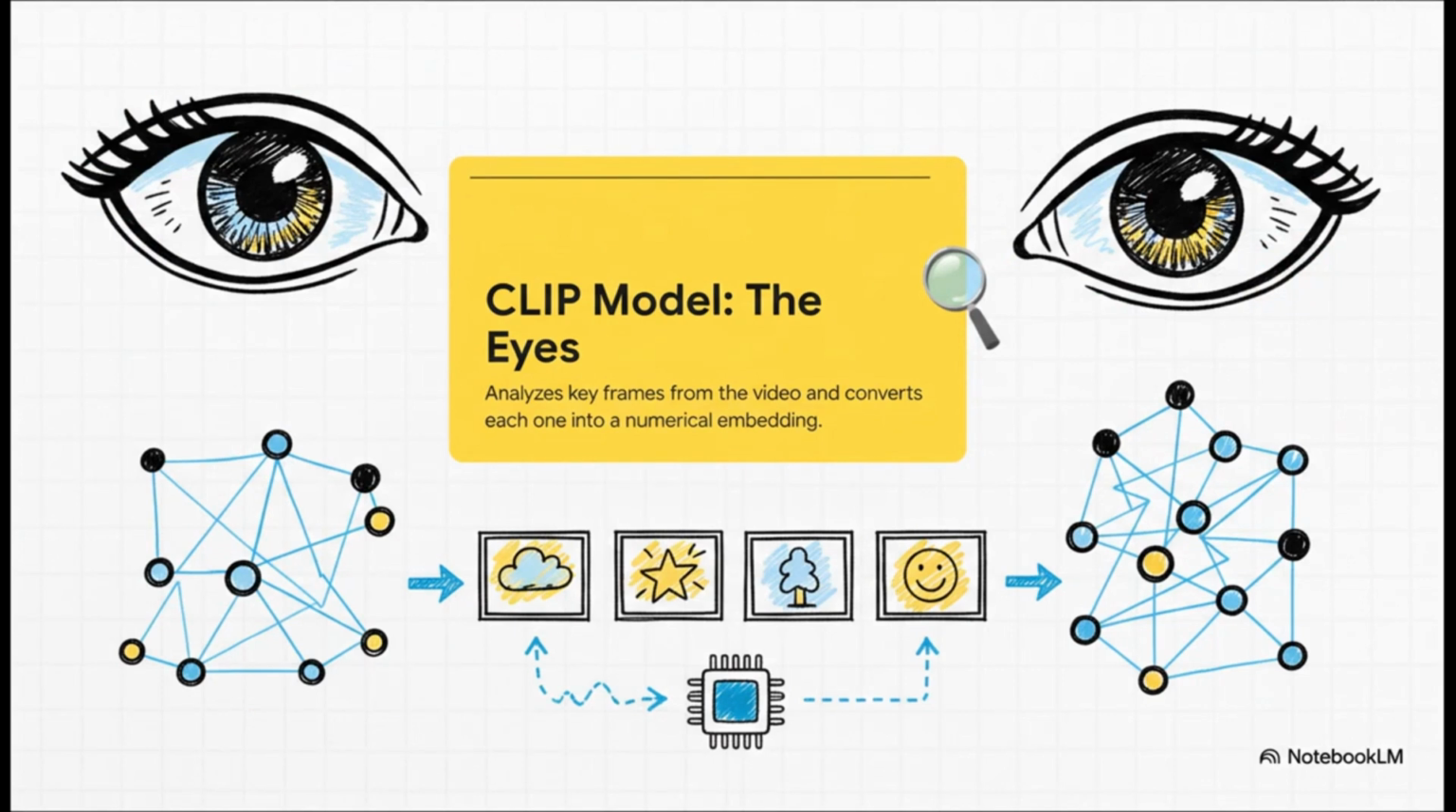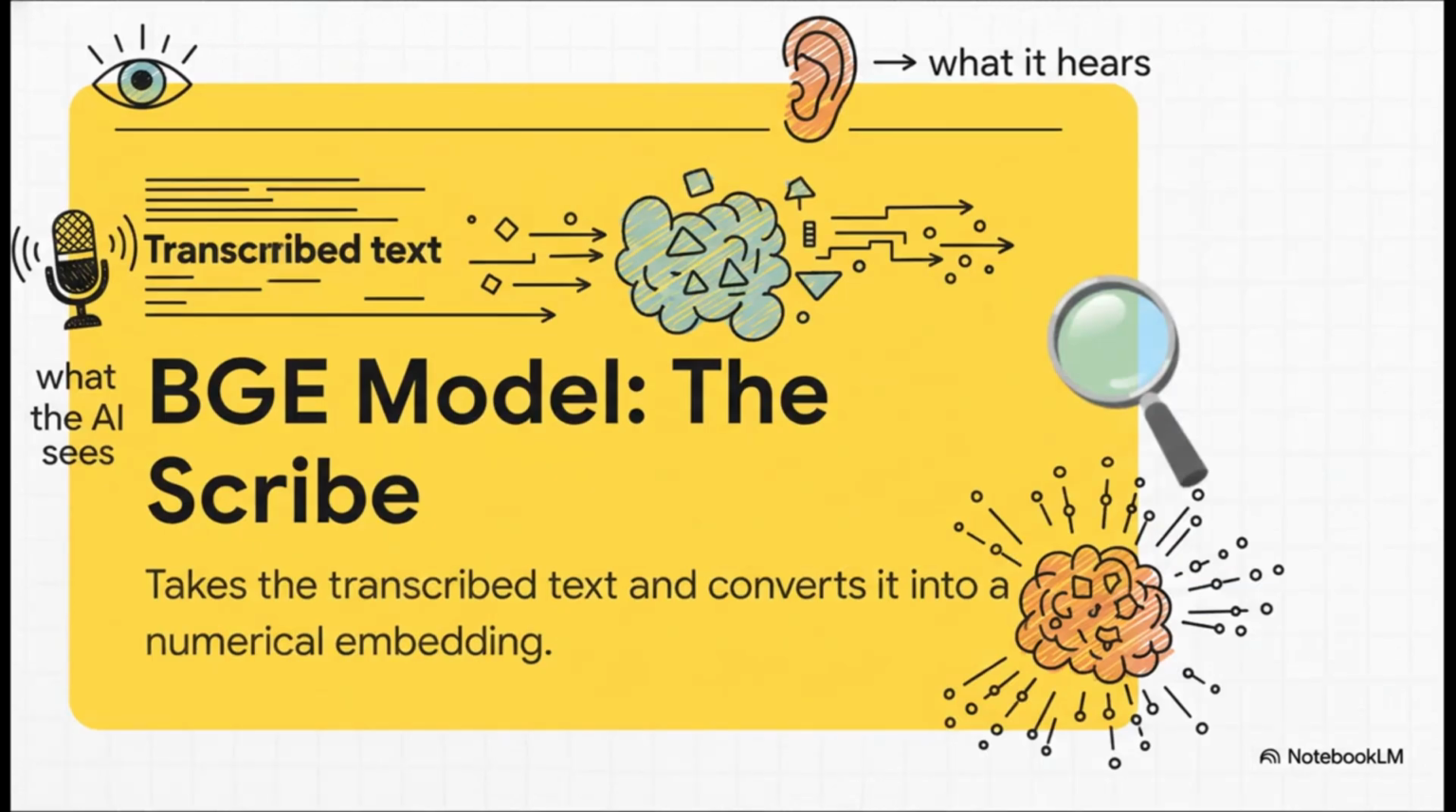And of course, if you have ears, you need eyes. That's the CLIP model. It looks at keyframes from the video, and for each one, it creates a long string of numbers, an embedding. This isn't just about colors and shapes. These numbers capture the actual meaning of what's in the image. And finally, we need a scribe. See, the text we got from Whisper is great for us humans, but the AI needs it in number form too. That's the BGE model's job. It takes that transcribed text and turns it into a powerful numerical embedding.